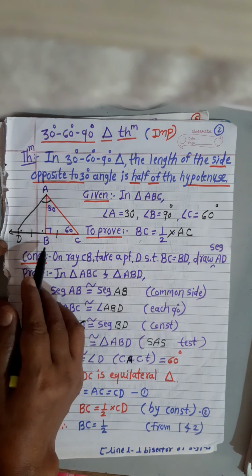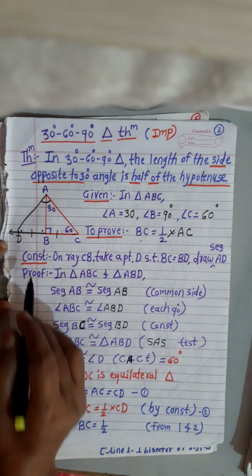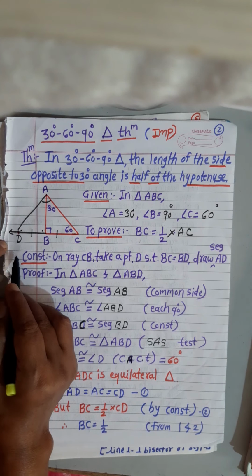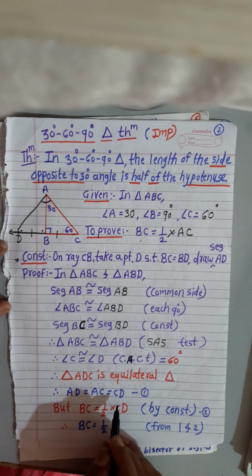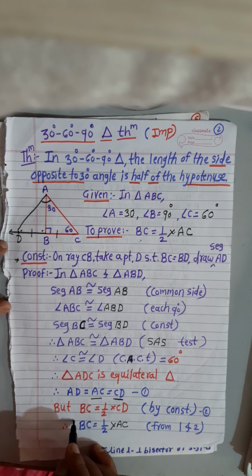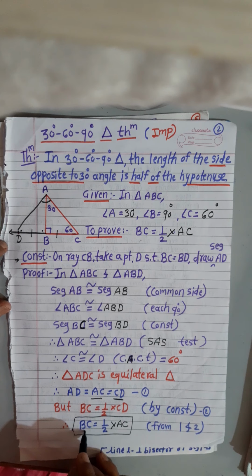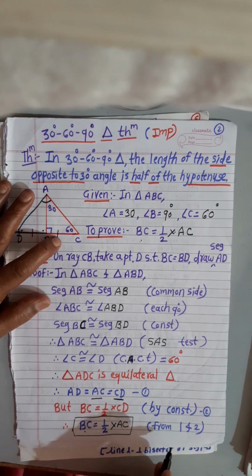But BC equals half CD. Why does BC equal half CD? Because we have done this construction. We have taken the point D such that BC equals BD. Therefore BC is half CD. Now instead of CD, write down AC from equation 1. And this is nothing but we have proved that the side opposite to 30 degrees is half that of the hypotenuse.